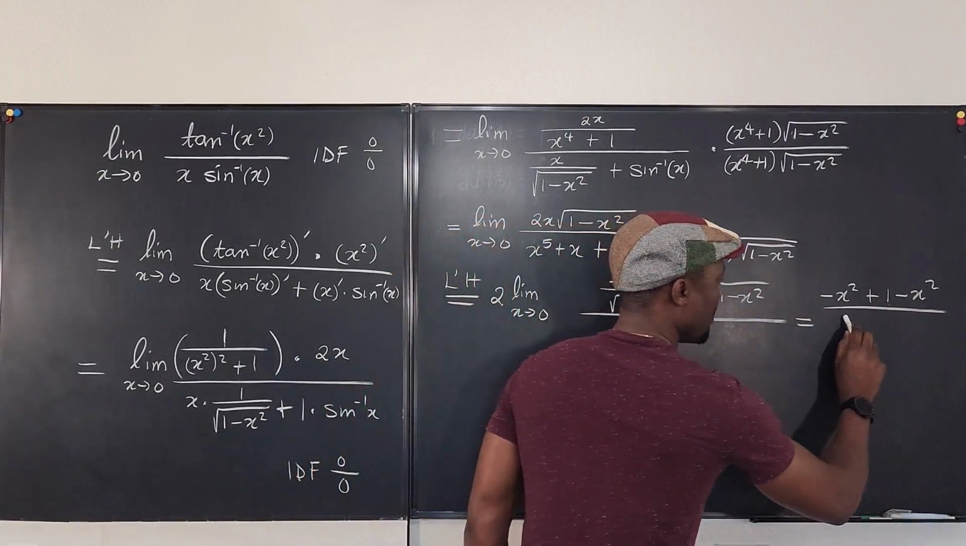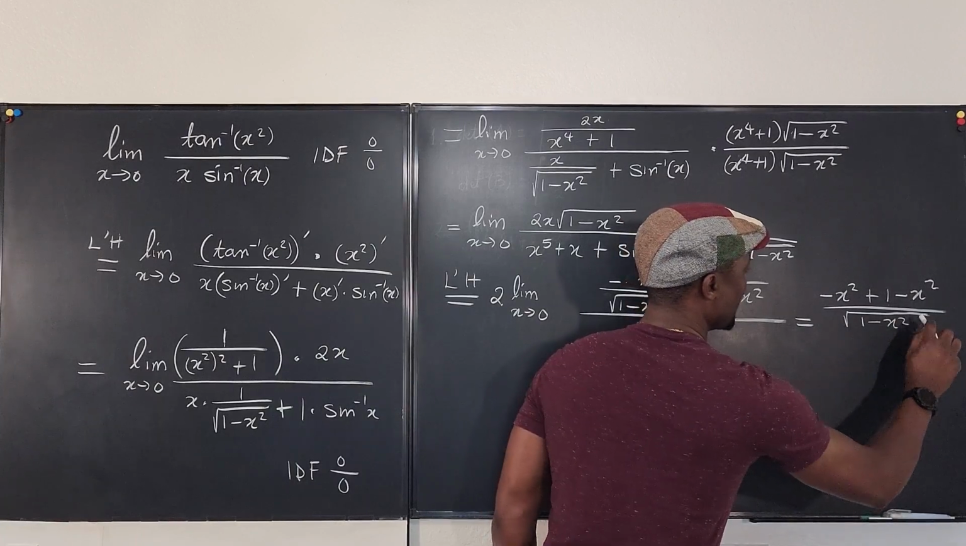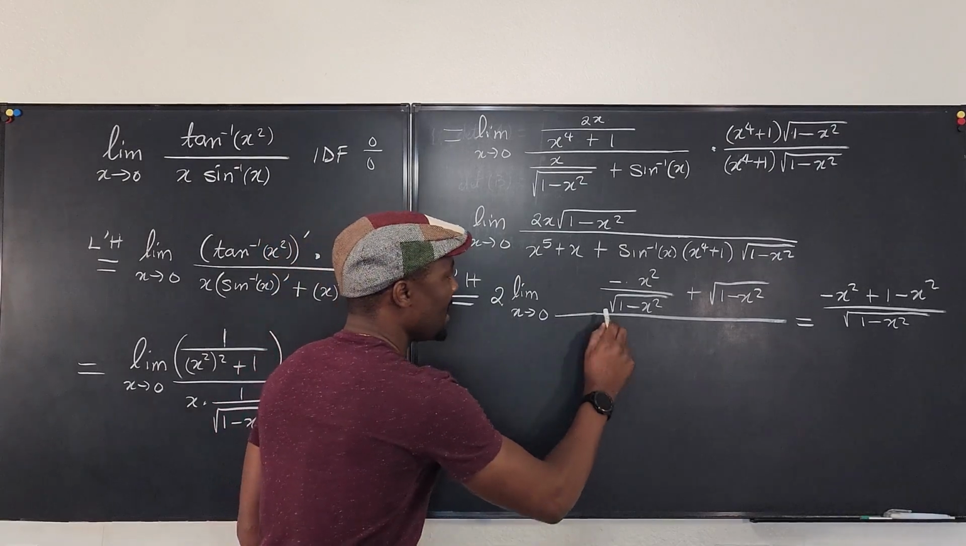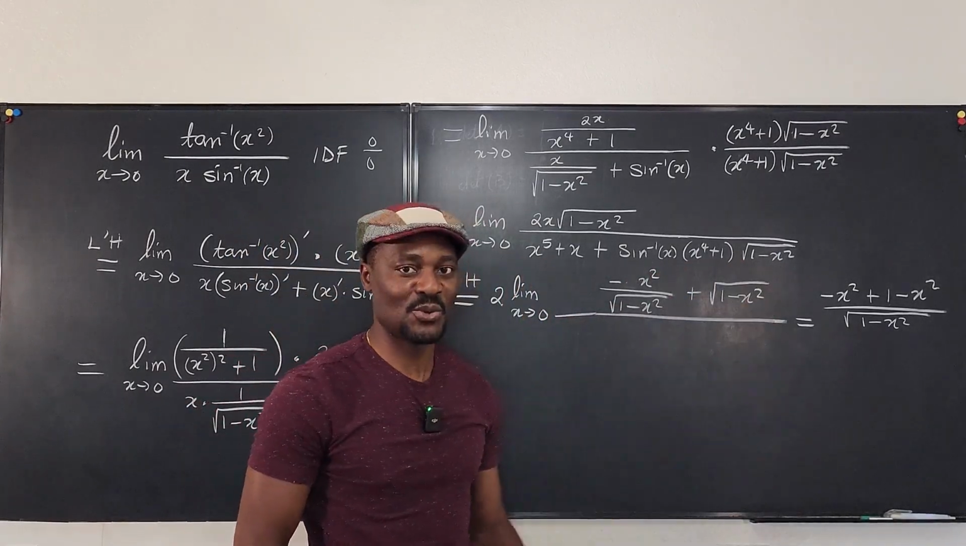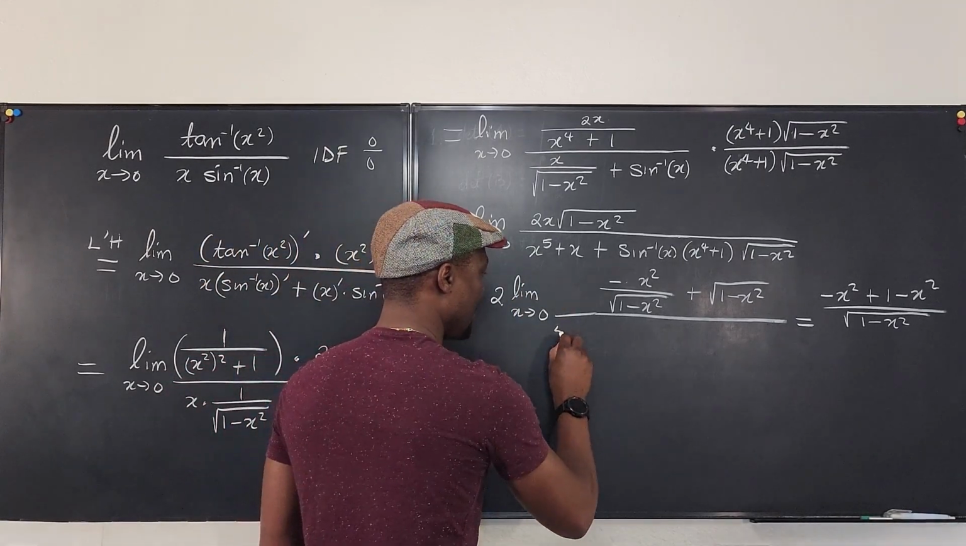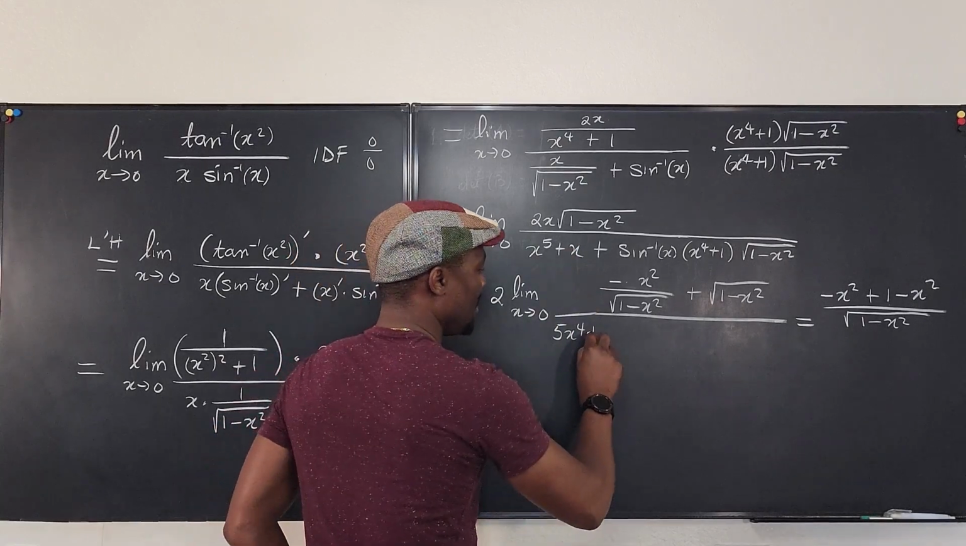And now they share a common denominator, which is going to be 1 minus x squared. Nice. Okay, we're going to come back to that eventually. But let's get the derivative of the denominator, which is where the work is. The derivative of this is just 5x to the fourth. The derivative of this is plus 1.